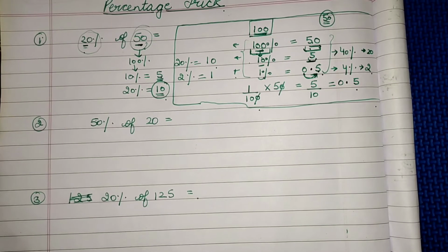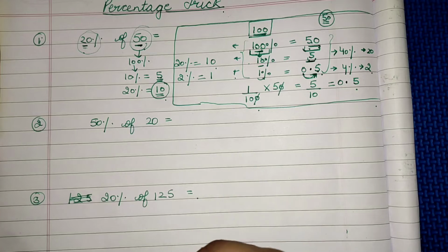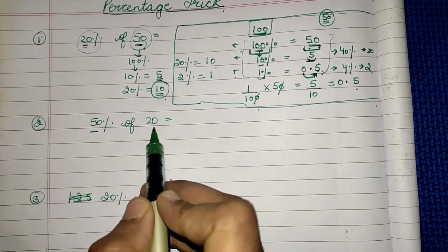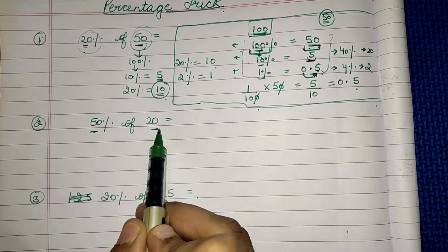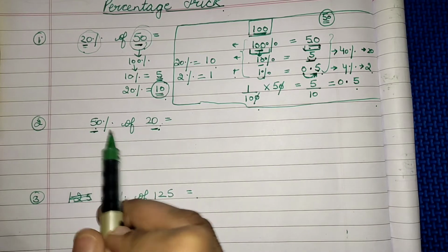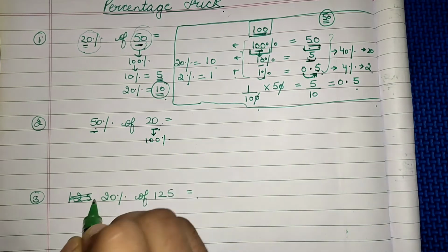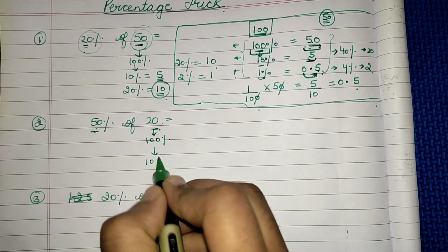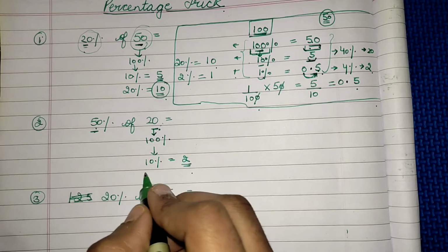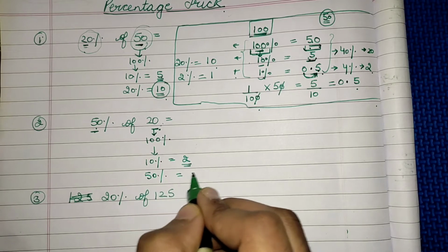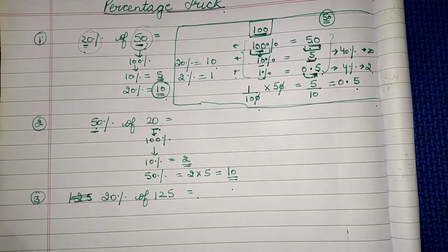Okay, so these are some simple questions. We will do some typical questions also. So let's move on to the next question. The next question is: 50% of 20. So again think quickly that this number 20 is equal to 100%. So what will be the 10% of 20? 10% of 20 will be equal to 2. And then what will be the 50%? 50% will be 2 into 5, which is equal to 10.